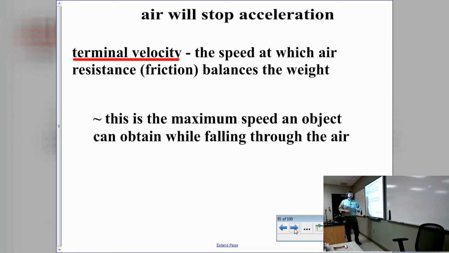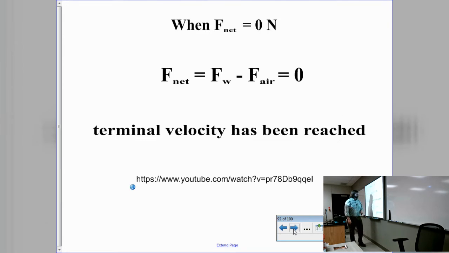It's different for different objects because of different amounts of friction and different forces from gravity, but again, all objects will reach this terminal velocity at some point in time, where the forces balance out and the acceleration is zero, moving with a constant velocity. Still falling towards the ground, it's just air resistance has balanced it out. Another way we can say this is, when we're talking about net forces, the net force is zero because the weight minus the air resistance equals zero. Terminal velocity has been reached.